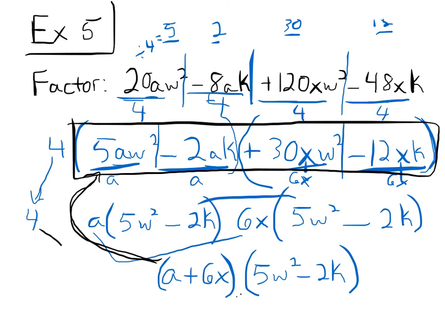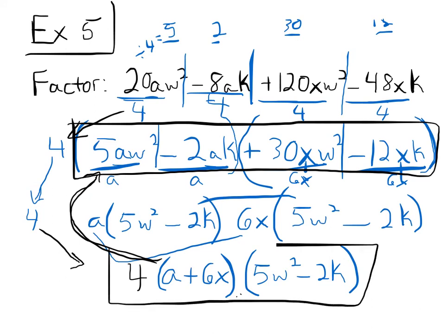So that's what I kept saying. We cannot forget, and I want you guys to draw this arrow and draw this 4. We cannot forget, in our final answer, we have to show that we took out this 4. We factored out that 4 from the very beginning, and this would be your final answer. You would have 4, and then the two binomials, a plus 6x, and then 5w squared minus 2k. That would be your answer.